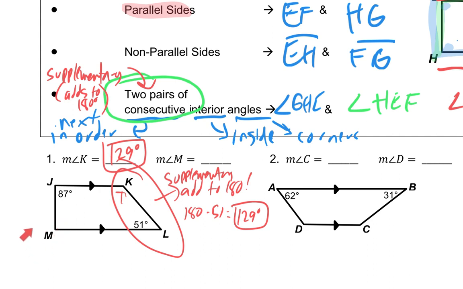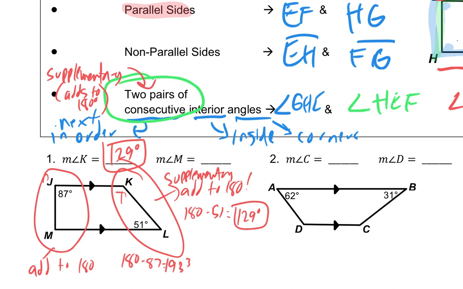Because we know the property that both of these have to add to 180, right? So we can say 180 minus 87. If we put that in a calculator, it gives us 93 degrees. So angle M is 93 degrees because these are supplementary, because these add to 180. That's how we got those answers. Maybe I'll highlight over there too. It tells me all that.